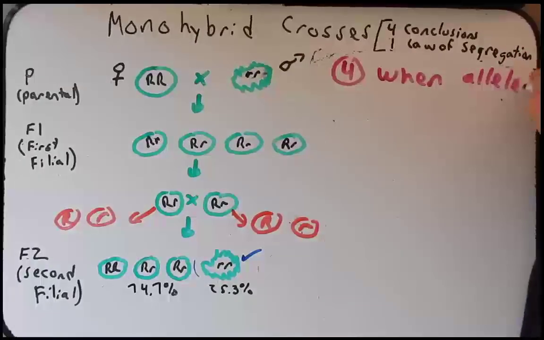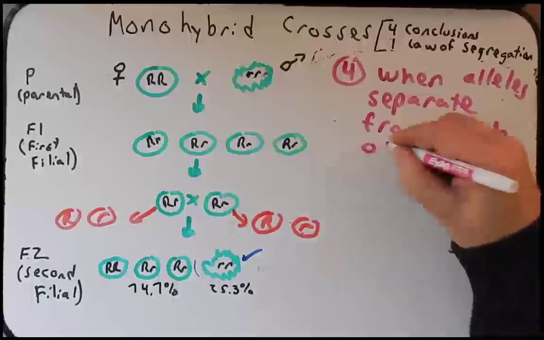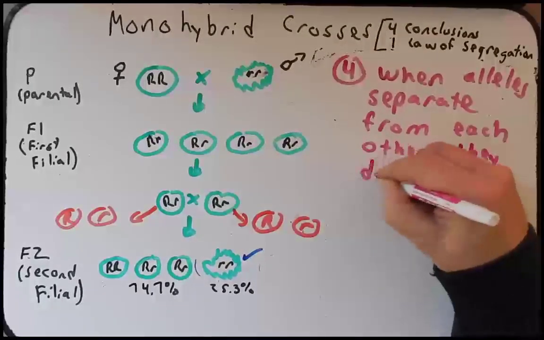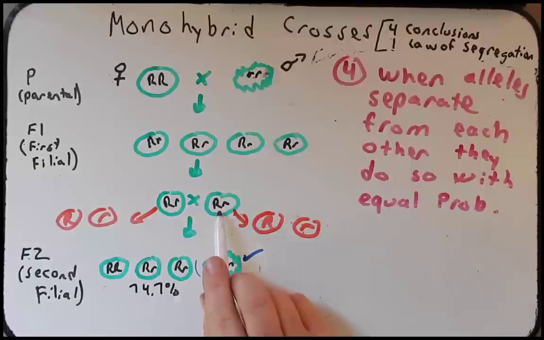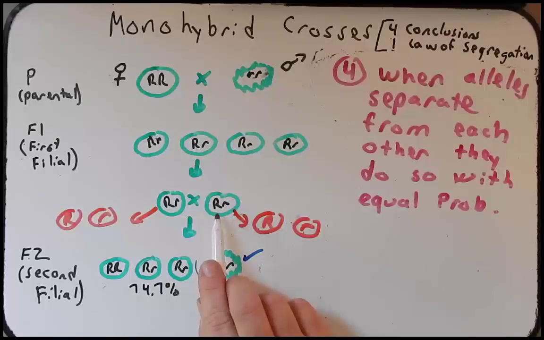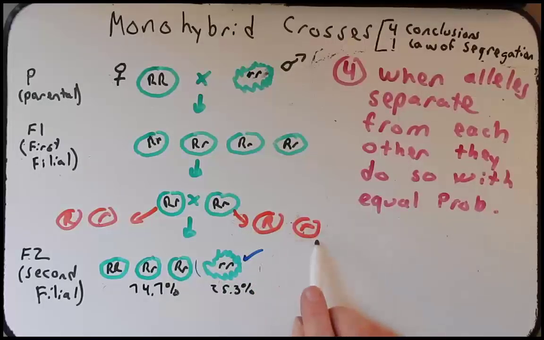When alleles separate from each other, they do so with equal probabilities. When this plant here makes gametes, half of them are going to be big R and half of them will be little r. We don't see that more of them are big R or more of them are little r. Sometimes one might confuse the idea of dominance with the idea that more of the gametes will have the dominant genotype, but that's not the case. Dominance only refers to the phenotype of the plant. Gametes are made, and when they are made, the alleles are segregated with equal probability.